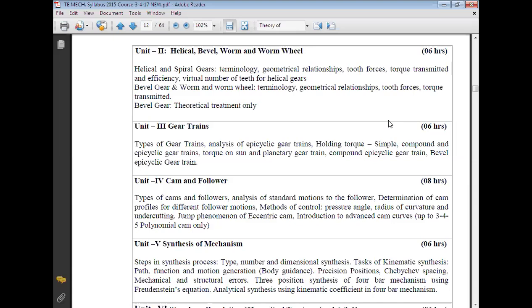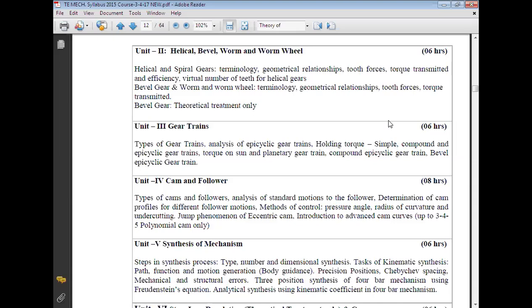Next is bevel gear and worm wheel. Okay, so in this particular subsection of this unit, we are going to see the terminology, geometrical relationships, tooth forces, torque transmission capacity, and efficiency of this bevel gear and worm wheel.